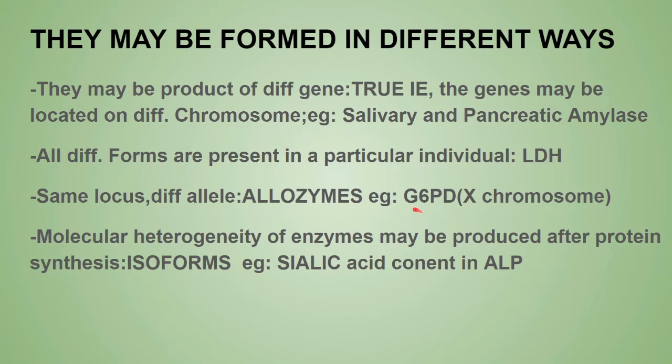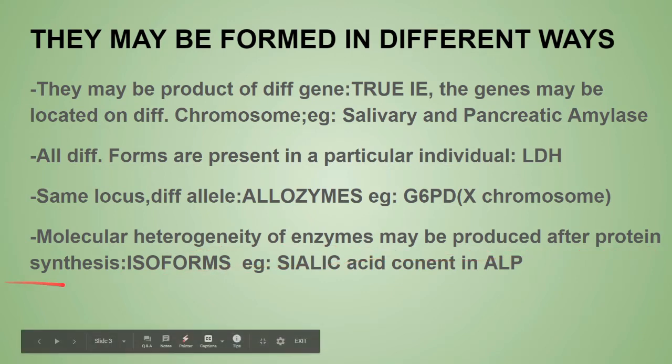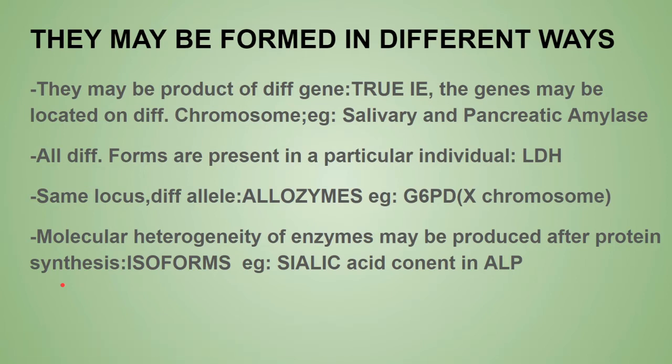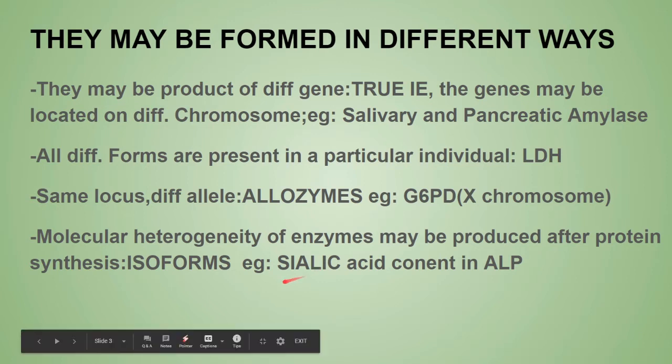The example is G6PD, an alloenzyme present on the X chromosome, having different alleles. Now we have one more form known as the isoform. Molecular heterogeneity of enzymes may be produced after protein synthesis, that is, in the post-translational process, when the proteins are completely produced. After that there will be some molecular changes that occur in the particular isoenzymes, known as the isoforms. For example, sialic acid content in the ALP.